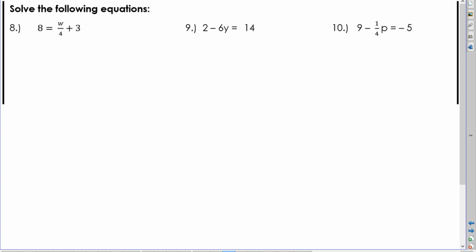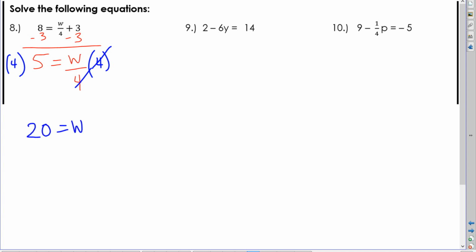So I'm going to first start over here with my constant. The inverse of adding 3 is subtracting 3. And then I'm going to go here with my coefficient. The inverse of dividing by 4 is multiplying by 4. And my final answer is w equals 20.